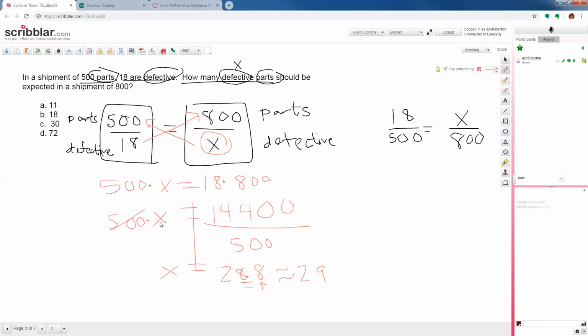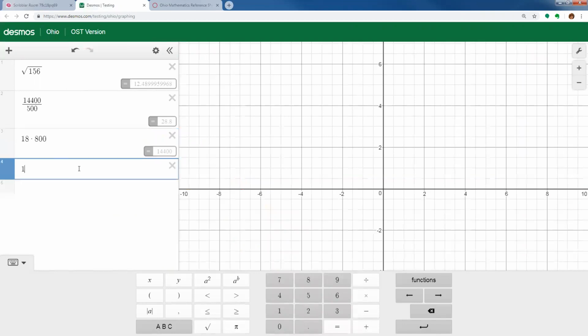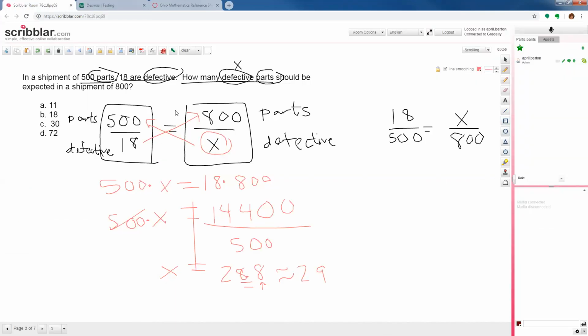518, 800. Let me double check I did all the math right. I could have written the answers wrong, is probably the likelihood. 14,400 divided by 500. Yeah, okay. So I entered everything in right. If that ever happens, you're like, double check. We're pretty close, so then 30 is the closest.